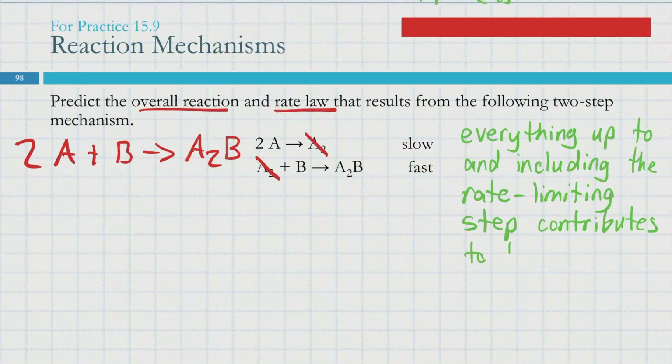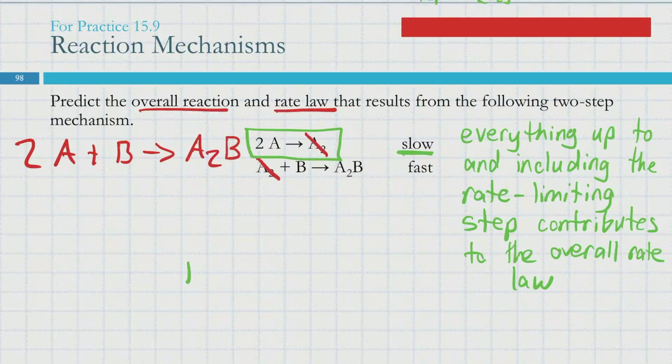Contributes to the overall predicted rate law. Who said you don't get to write in science? So it's just going to be this slow step that we're looking at. And so our predicted rate law is the same as the rate law for that step. K times the concentration of A squared.